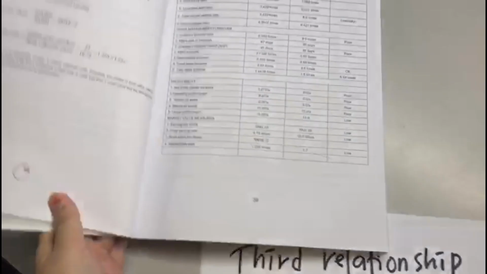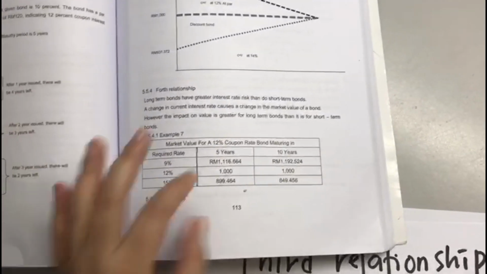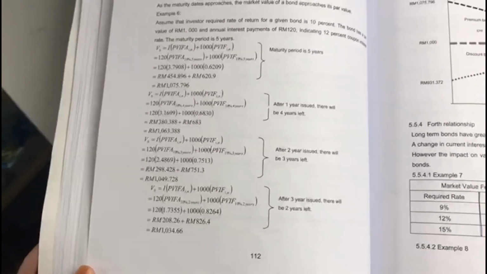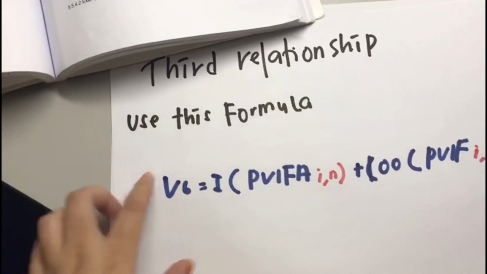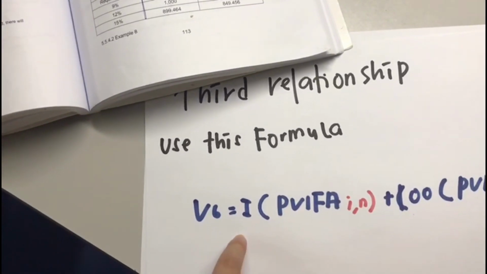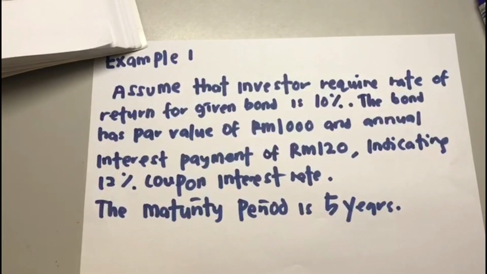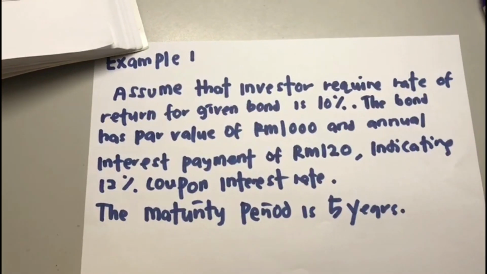Hi everyone, my name is Siti Binti Abdullah and I'm going to explain this to you. First, you have to open this book at page 112 like this. Okay, after that we need to use this formula VB equals I times PVIFA(i,n).